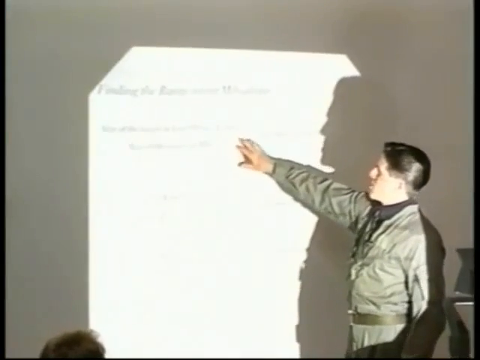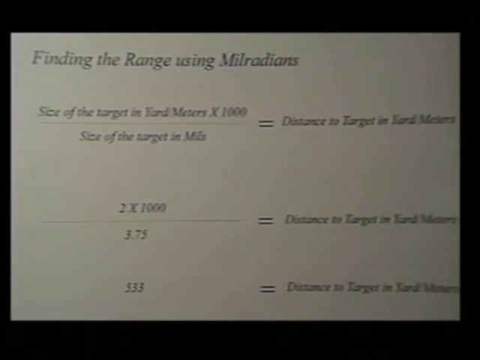Size of the target in yards or meters times 1,000, divided by the size of the target in mils, gives us distance. Real simple. Size of the target is 2 multiplied by 1,000, so we always know 2,000. Divided by what we measured in our mil scale, 3.75, gives us distance. Piece of cake, 533 yards to the target.